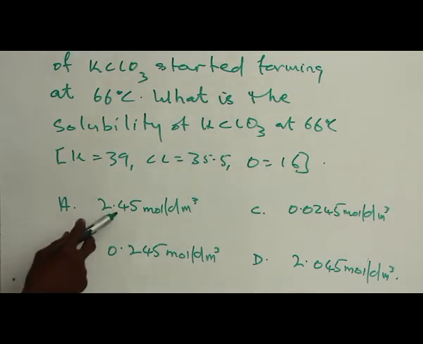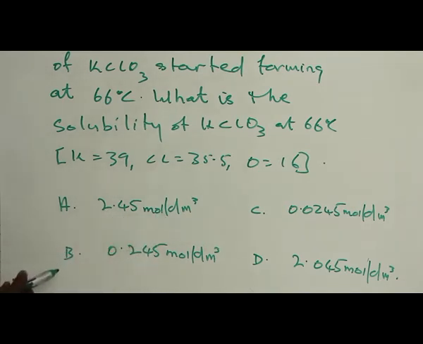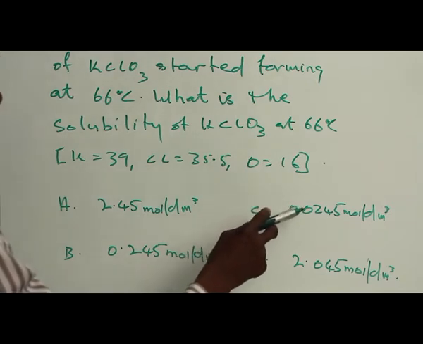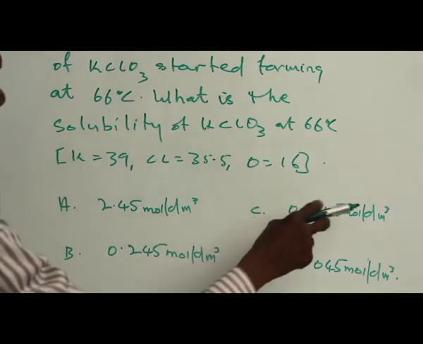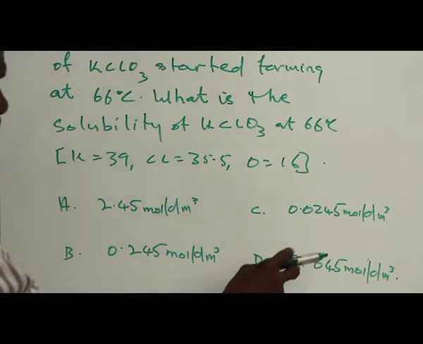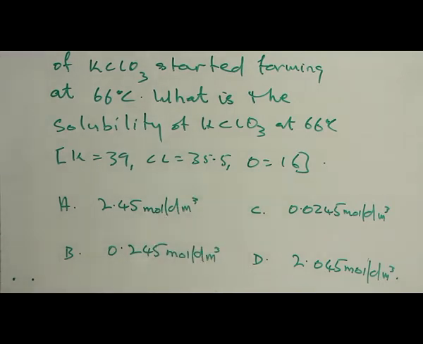A. 2.45 moles per dm cube. B. 0.245 mole per dm cube. C. 0.0245 moles per dm cube. D. 2.045 mole per dm cube. Let's now consider the solution.